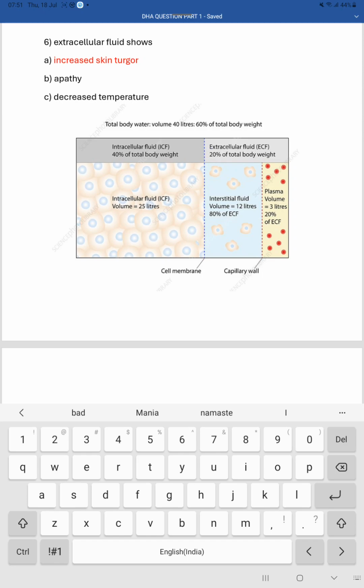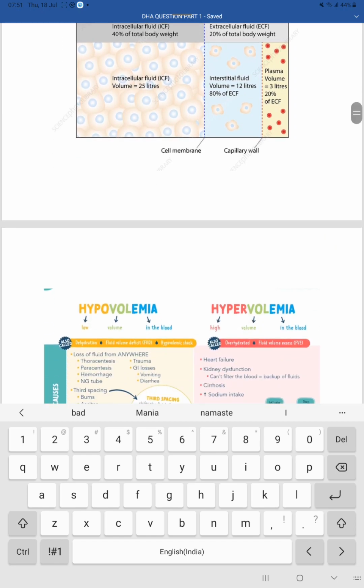If the fluid which is present outside the cell is increasing in the body, that is called hypervolemia. If it is decreasing, it results in hypovolemia. Less volume of extracellular fluid will create hypovolemia, and increased extracellular fluid will create hypervolemia.